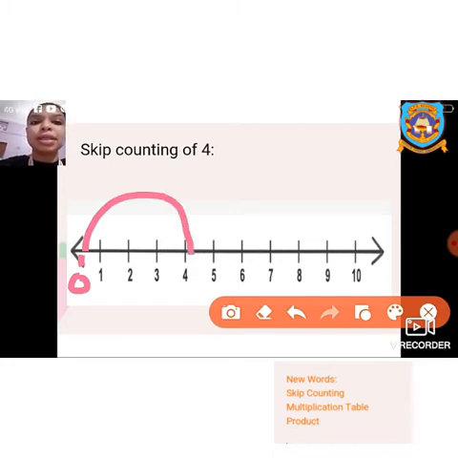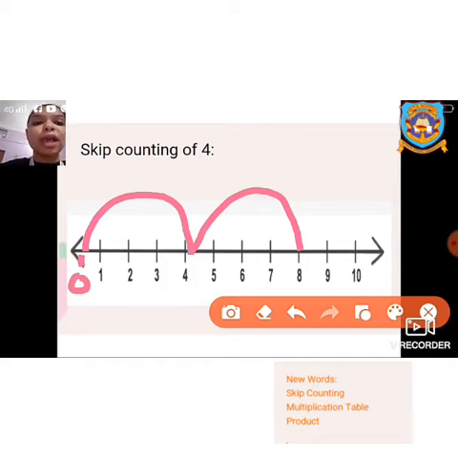How many numbers are between 0 and 4? There are 4 numbers. 1, 2, 3 and 4. Okay, so 4 times I have skipped. Now again, if I have to jump from 4, then I will land on the next number, that is 8, because I have taken 4 steps here. 4, 5, 6, 7 and 8. Okay, I hope you understood.